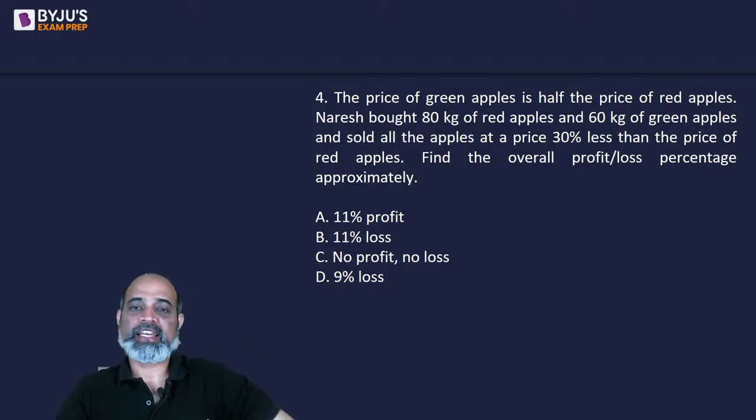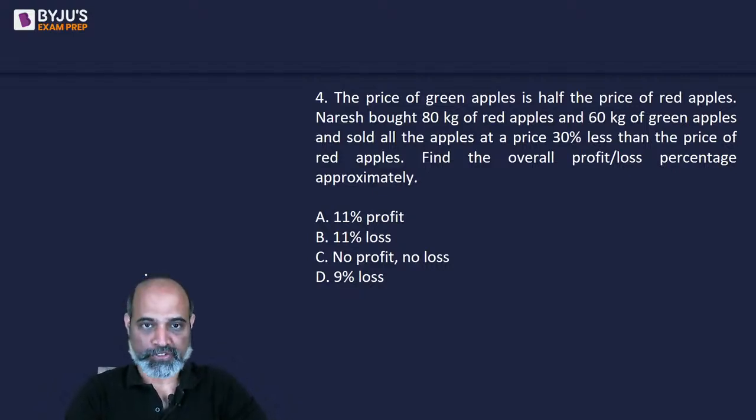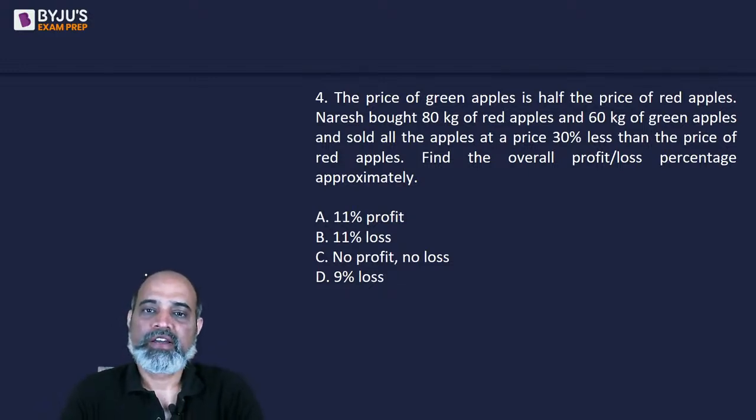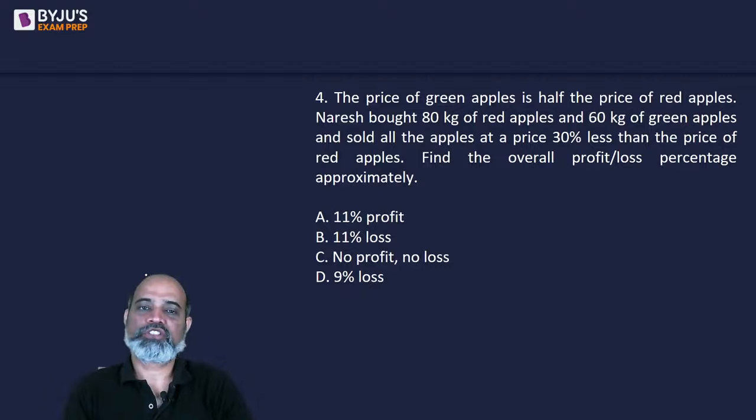The price of green apples is half the price of red apples. Naresh bought 80 kg of red apples and 60 kg of green apples and sold all the apples at a price 30% less than the price of red apples. Find the overall profit or loss percentage approximately.